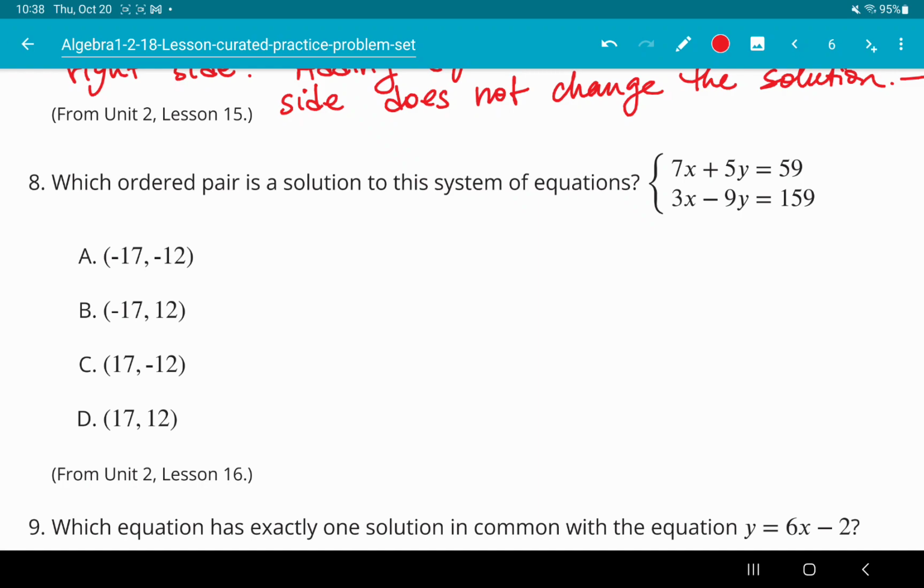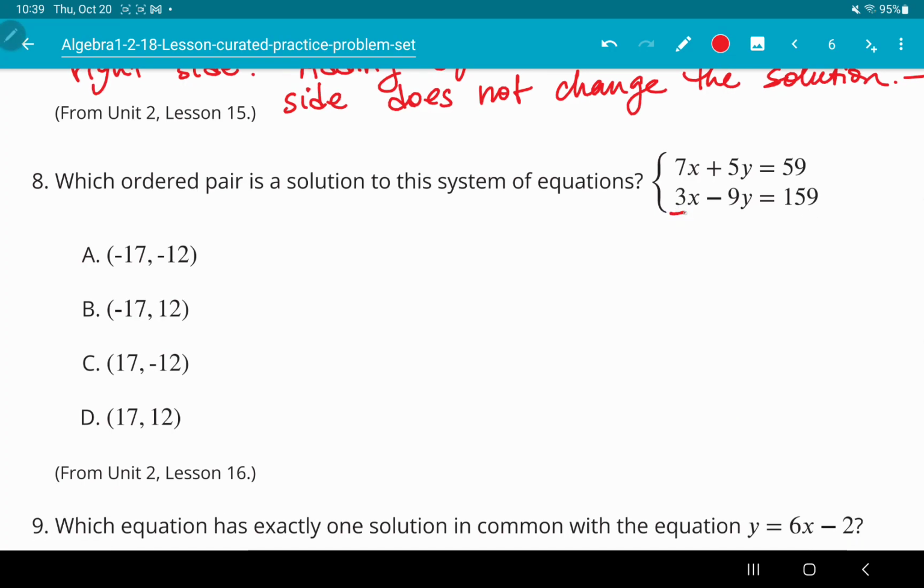So when I look at this system, I don't see anything that looks like it's going to be easily solved for one variable or the other. So it looks like we're probably going to have to use elimination here. I'm looking at the first equation, and I see a 7 and a 5 and a 59. It doesn't look like that's going to be easily scaled up or down to match the second equation. But I'm looking now at the 3, the 9, and the 159, and it looks like they might all be divisible by 3.